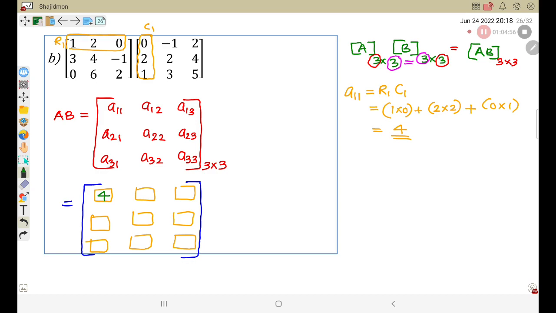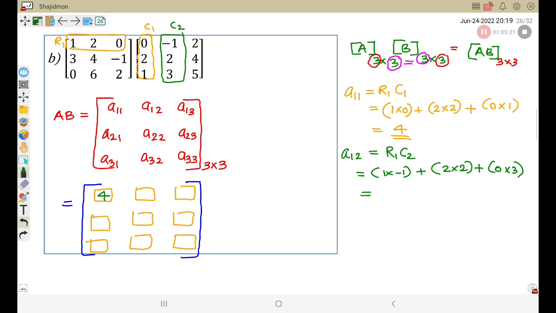Okay. Now the second number, A12, means first row with column number 2. Column number 2 is this column. So 1 multiply minus 1 plus 2 multiply 2 plus 0 multiply 3. Correct? 1 multiply minus 1 means minus 1, plus 2 multiply 2 means 4, another one is 0. So 3. You can check by calculator. The second number is 3.